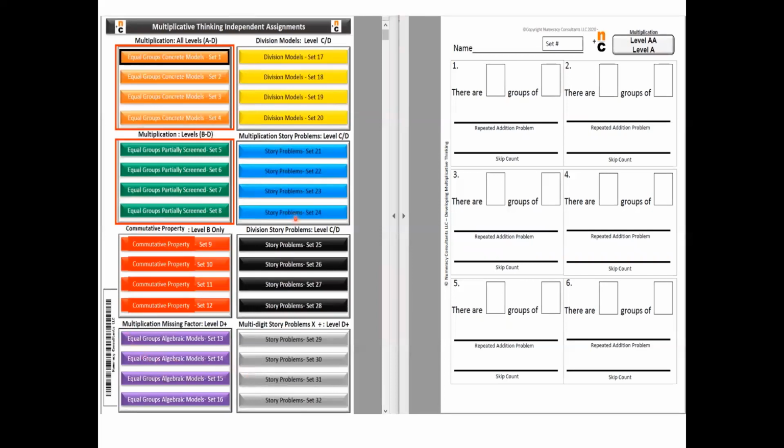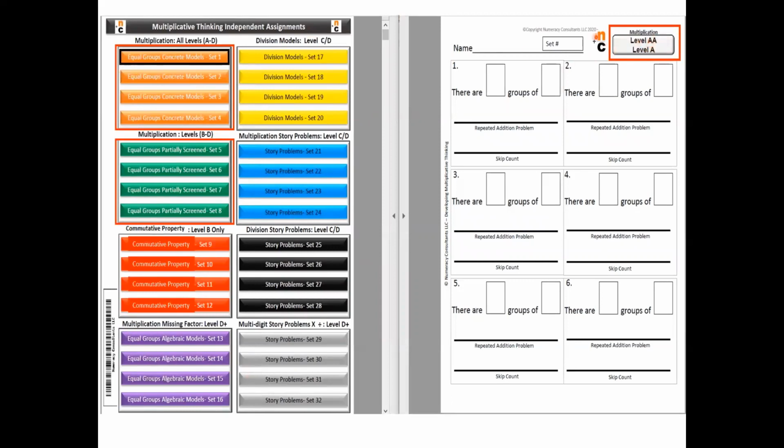This has to do with your assessment data, and once you go through the assessment data, you'll know where you're going to start, but more than likely you'll always be starting in equal groups, okay? And for every single one of these assignments or sets, there are going to be answer sheets, and the answer sheets will have the level at the top.